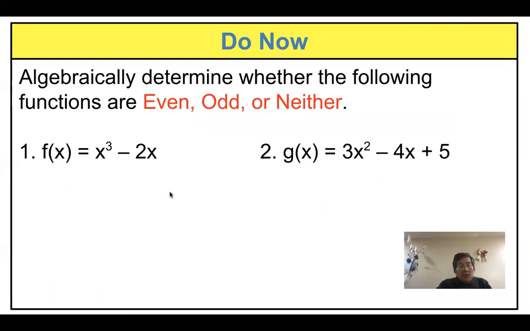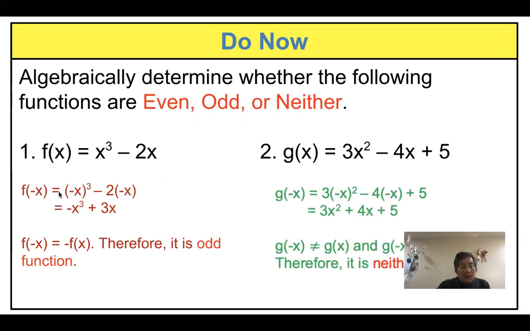So algebraically, when you determine whether functions are even, odd, or neither, what do you do? Yes, we compare f of x with f of negative x, right? So we are going to find f of negative x. You replace x with negative x. So negative x cubed minus 2 times, instead of x, negative x. And then simplify. Negative in the third power, an odd number power, becomes negative. So negative x cubed, and negative minus becomes positive 3x.